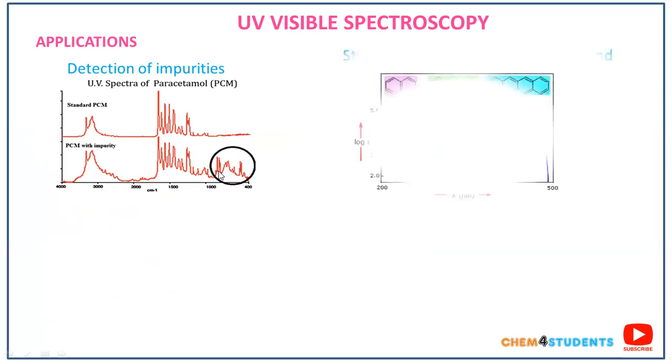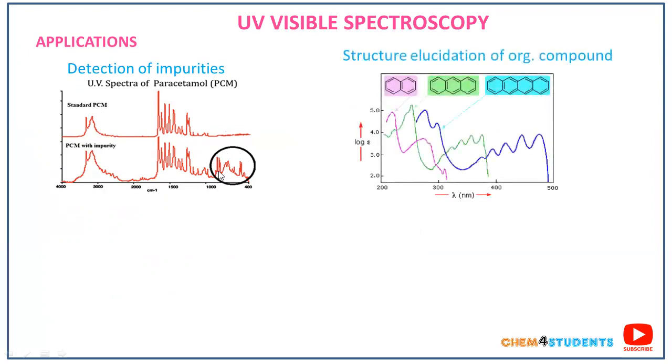And the second important application here is the structure elucidation of organic compounds. Different compounds have different structures, so different unsaturations. Here it depends upon the unsaturation of the compounds. For example, naphthalene has unsaturation, but anthracene has more unsaturation than naphthalene. Depending upon this unsaturation, we can identify the peaks.